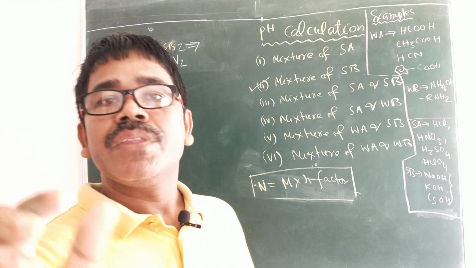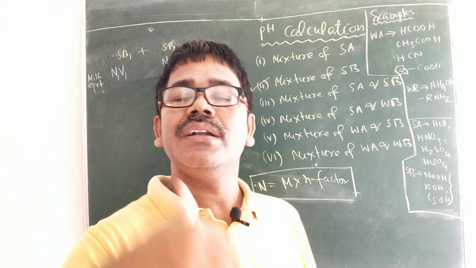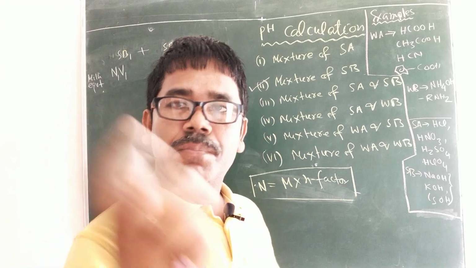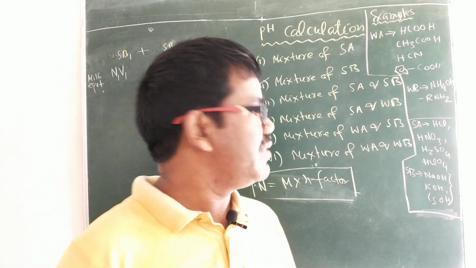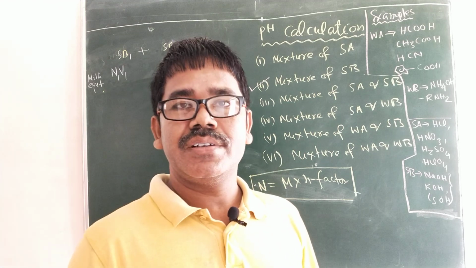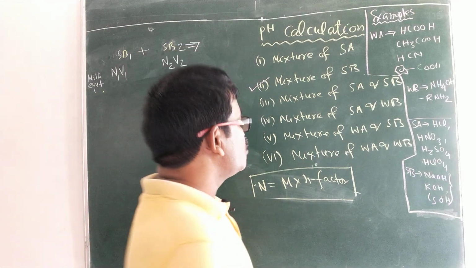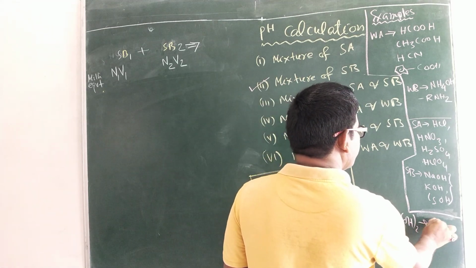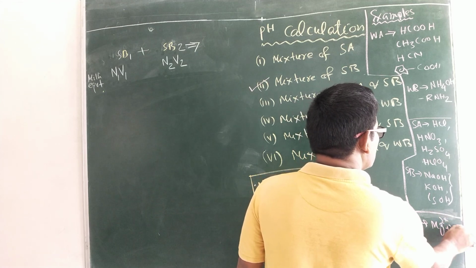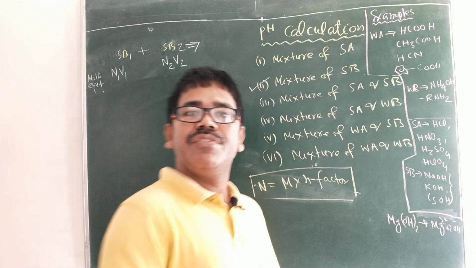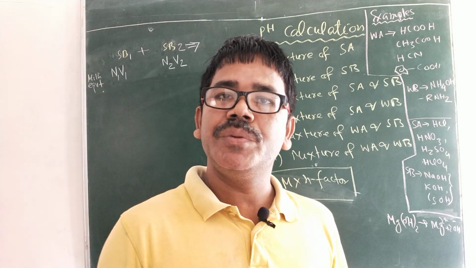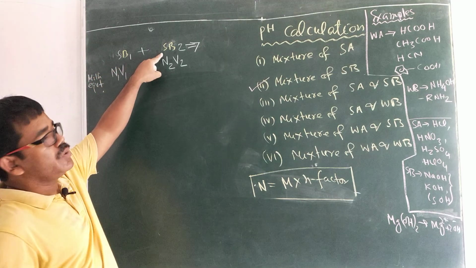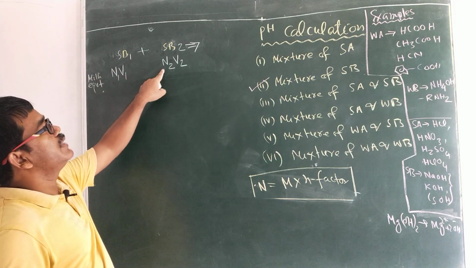N factor means how many OH minus ions a particular base can produce once it dissolves in water. Suppose sodium hydroxide n factor is 1, potassium hydroxide n factor is 1, cesium hydroxide n factor is 1, but if you talk about magnesium hydroxide, n factor will be 2 because it can produce 2 OH minus ions. If you dissolve magnesium hydroxide, it will give Mg2 plus and twice OH minus. Similarly, for aluminum hydroxide, n factor will be 3. Clear? Okay.